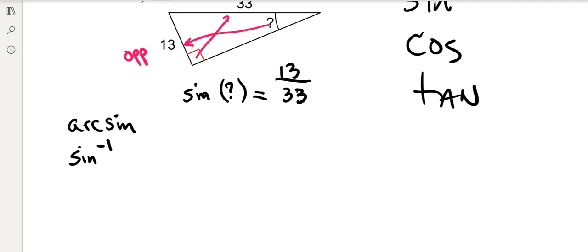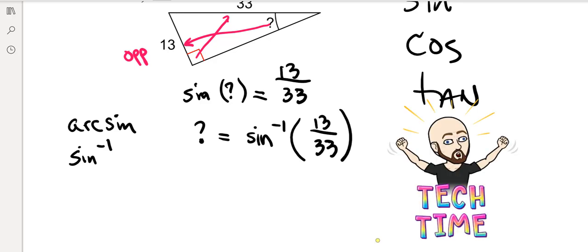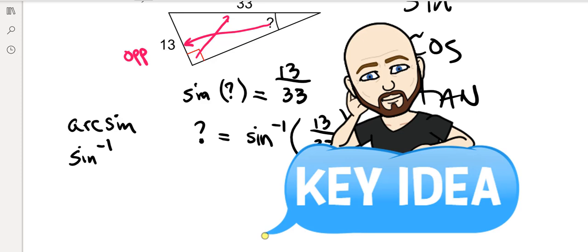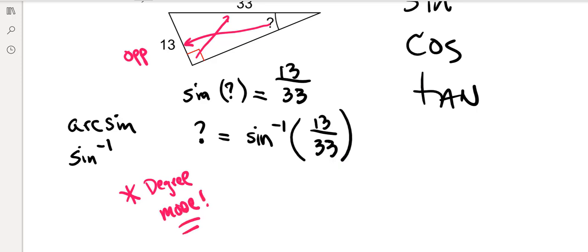So with that said, let's go ahead and figure out what our question mark is. So our question mark is going to be the arcsine. So we'd have sine, we'd write a little exponent of -1, and then our fraction goes in here. Now from here, we're going to use a graphing calculator or Desmos to check that. Now, key point right here, because we're working with degrees, we got to make sure things are set in degree mode, because if they're not, then we're going to get an incorrect answer.